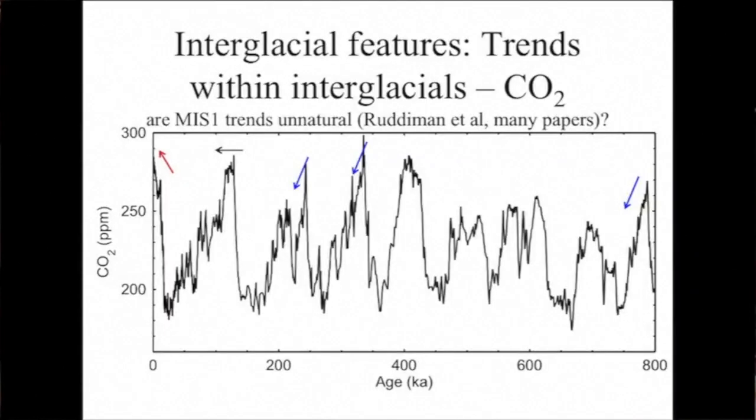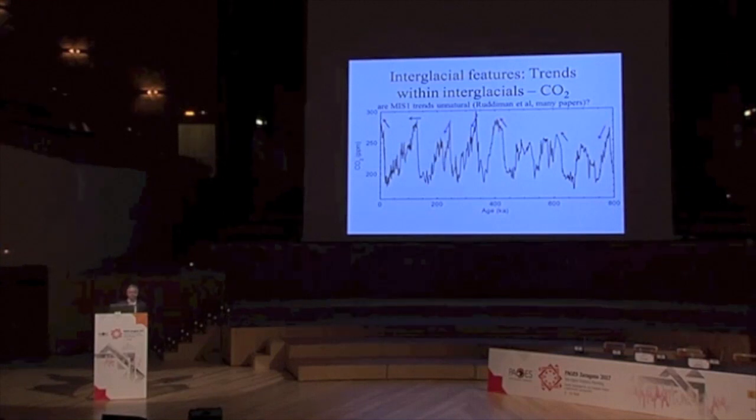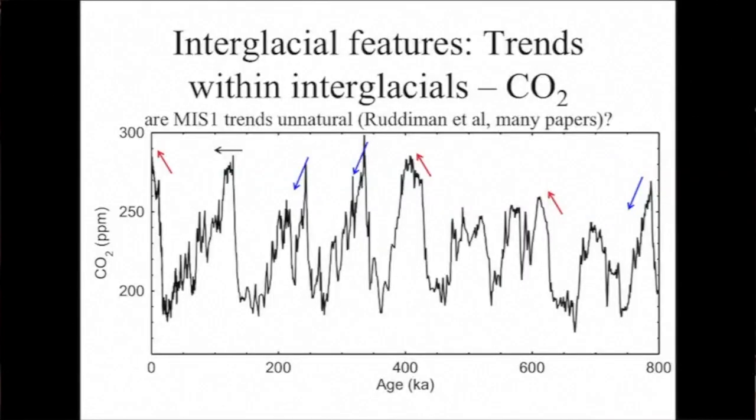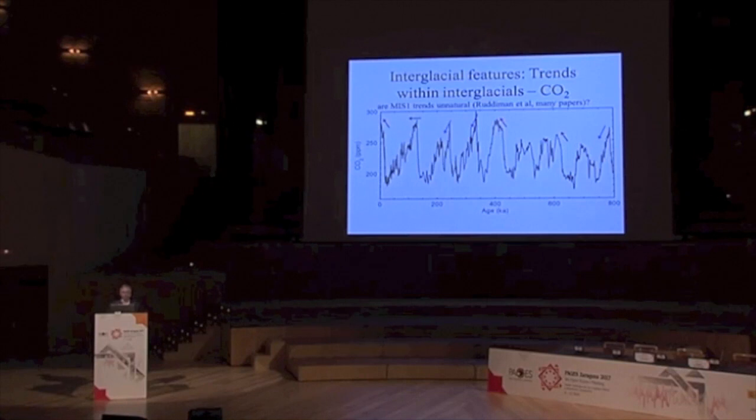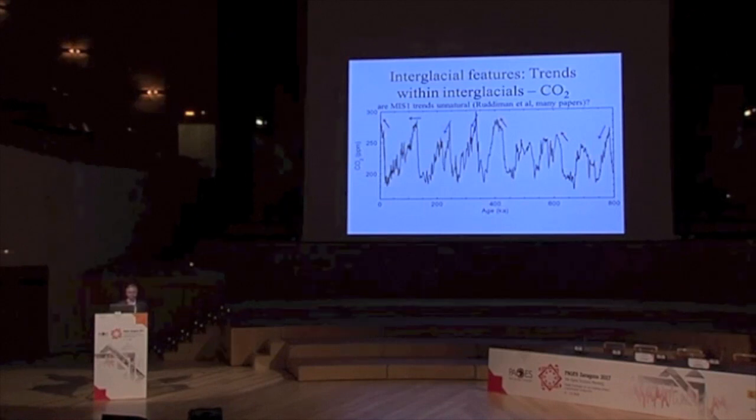Stage 5e is kind of flat, but there are also ones that do what happens in stage 1. There are at least 2 interglacials where CO2 increases once you start to get into the interglacial. And if Bill was here in the room, I don't think he is, he would say, but that's because they're orbitally different from stage 1. And he's right, they are orbitally different from stage 1, but I have yet to see a convincing argument for why orbital characteristics should directly control CO2.